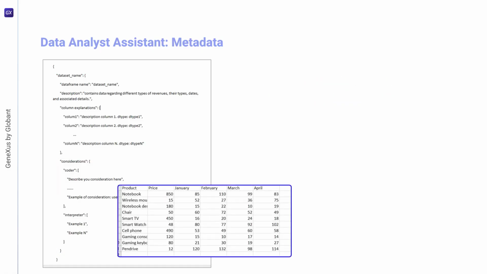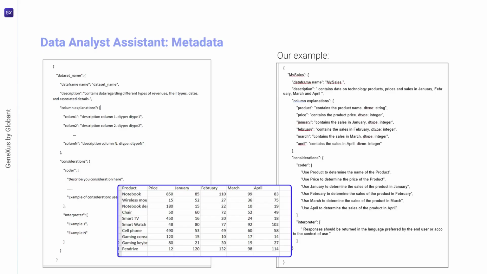In this example, we have a very simple data set where technology products are recorded, including the respective number of units sold in January to April. We load the metadata, taking into account everything we mentioned above.